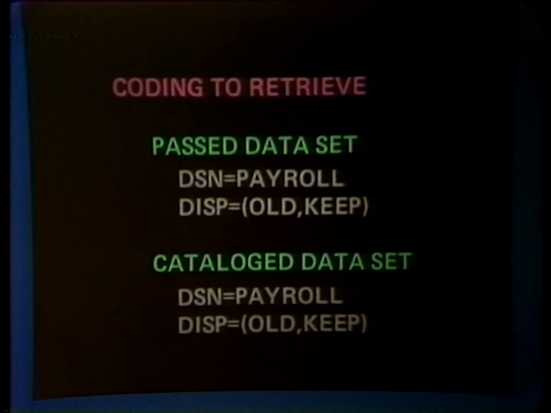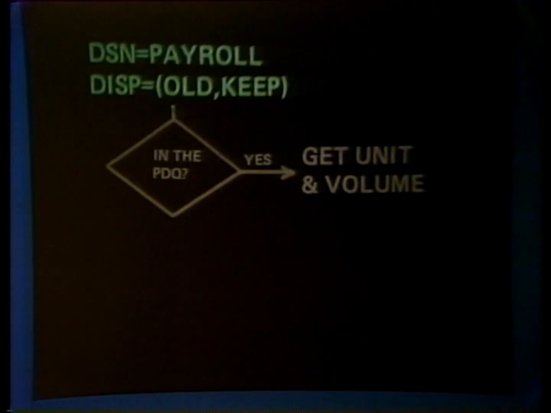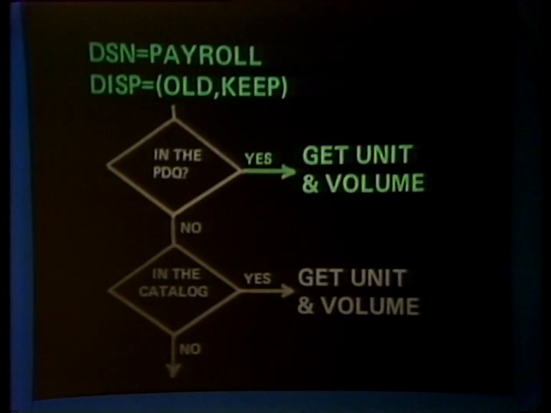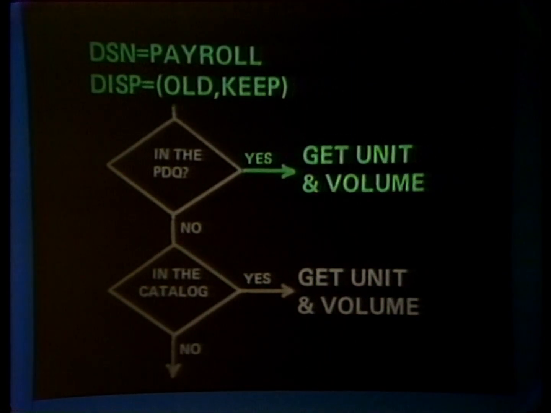So how does OS know which it is to use for a retrieval, the catalog or the PDQ? Well, when OS sees this DD coding, it knows that it must get unit and volume information. And first, it searches the PDQ using the DS name payroll from the DD statement. If OS gets a match in the PDQ, it gets the unit and volume information from there. If OS doesn't find an entry in the PDQ, it then searches the system catalog. If OS finds an entry in the catalog, it gets unit and volume from there.